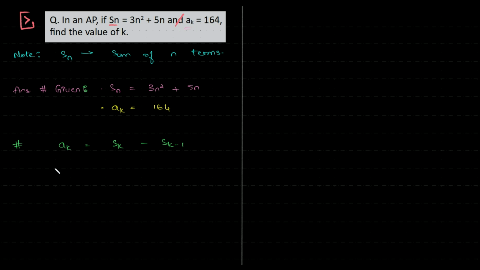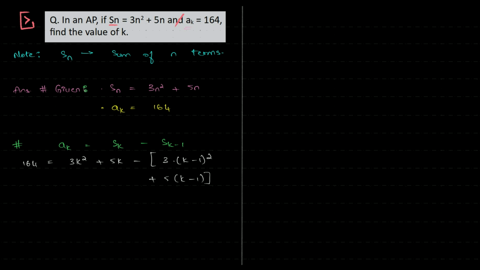That's it. All I have to do is substitute and solve it. If you find this to be a bit confusing, I'll give you guys the second version, wherein you can go with the traditional way of solving this. So we have 164, which is equal to 3n square plus 5n, sorry, this is k, minus 3 times k minus 1 the whole square. This n is k and so on and so forth. Then we have 5 times k minus 1.